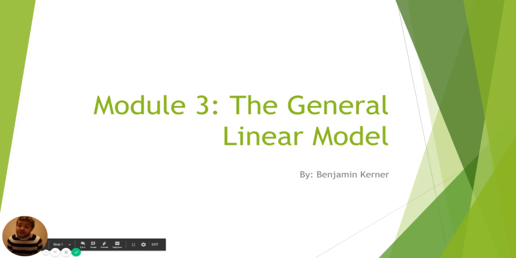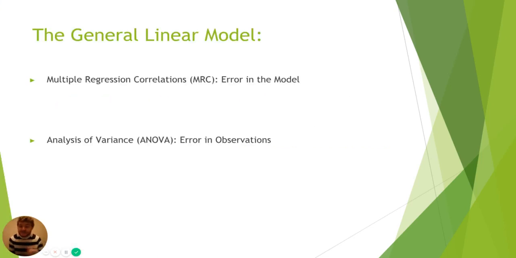Hello, this is my Module 3 on the general linear model. The general linear model has two categories, or techniques. First, the multiple regression correlations, or MRC, and second, analysis of variance, ANOVA. These two categories have two philosophies. First, MRC operates on the philosophy that error, or in this case residual, is present within the model, whereas in ANOVA, error is present within the observations.